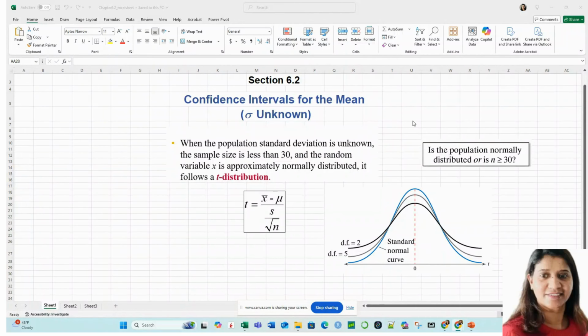In this video, we are diving into section 6.2, where we will learn how to construct a confidence interval for the population mean when the population standard deviation sigma is unknown. This is super common in real scenarios where we have to work with sample data, not population data.